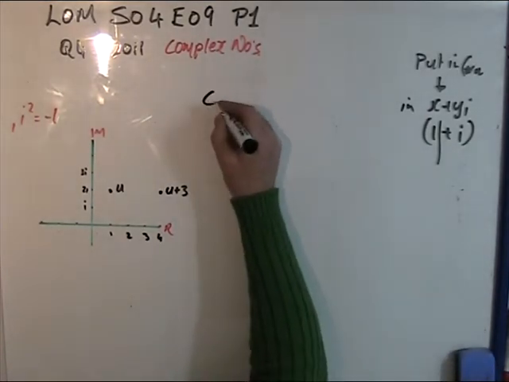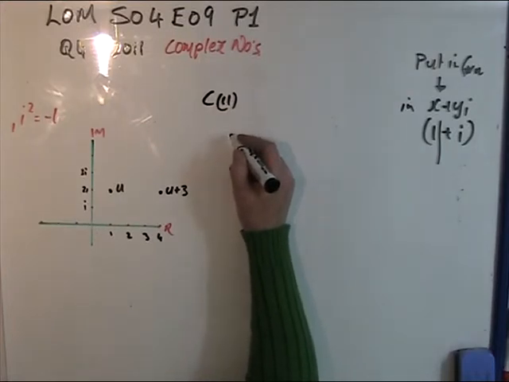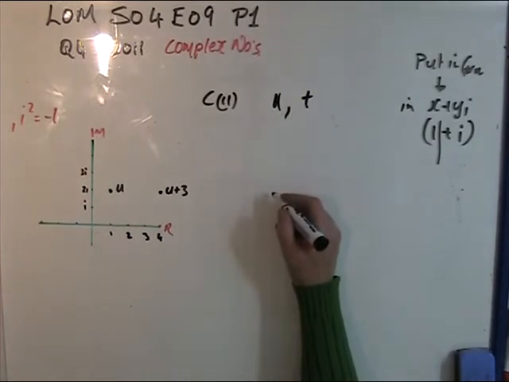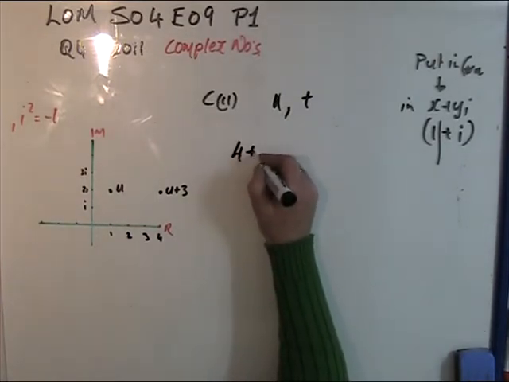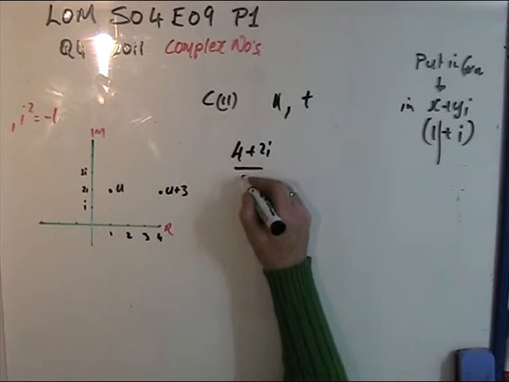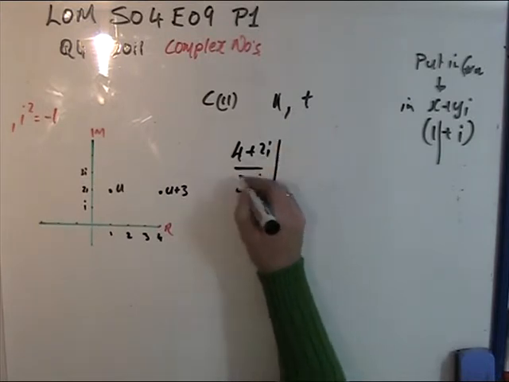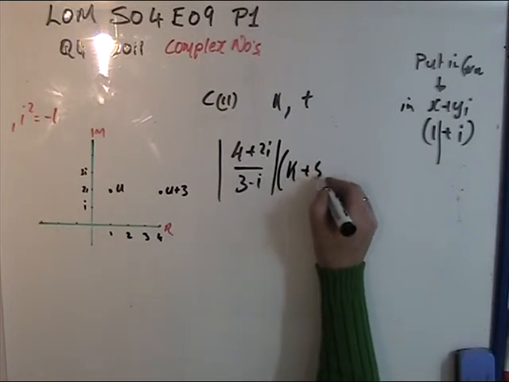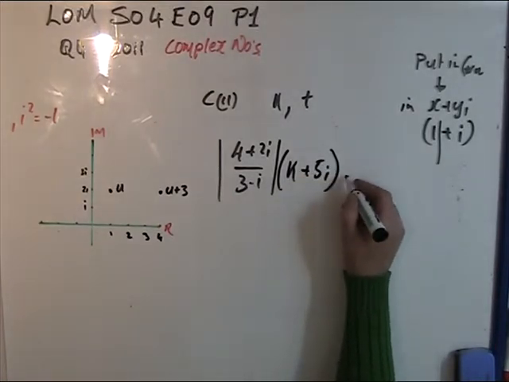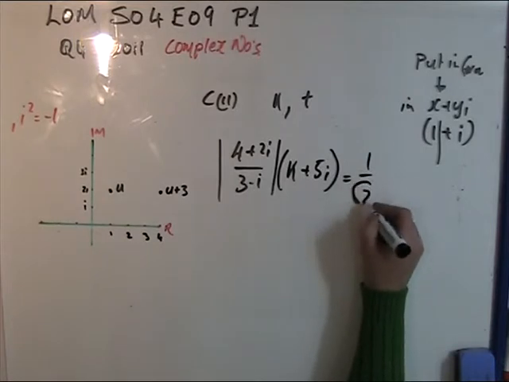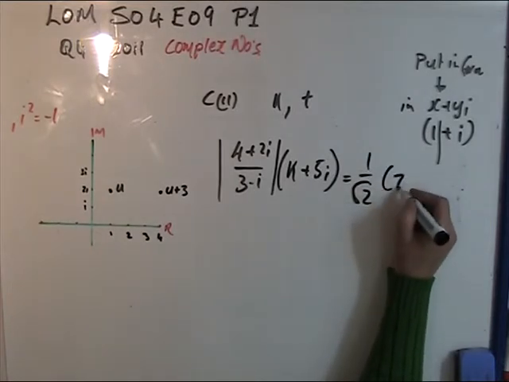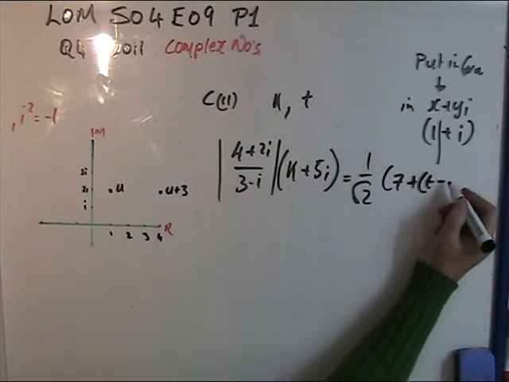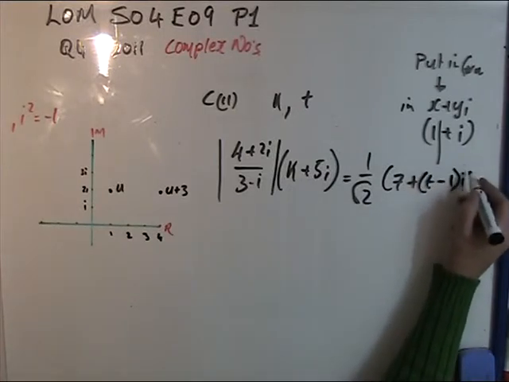Right, so part C2 says, find the real values k and t. Find k and t on this equation. We've got (4 plus 2i) all over (3 minus i), and we have to get the modulus of that, times (k plus 5i), is equal to 1 over root 2 times (7 plus (t minus 1) times i).